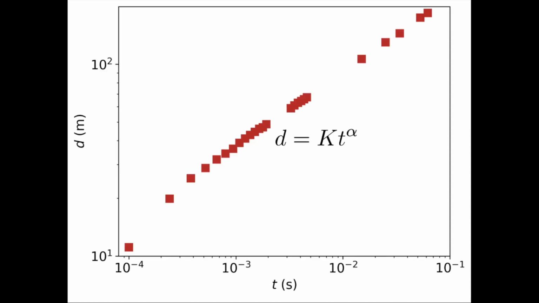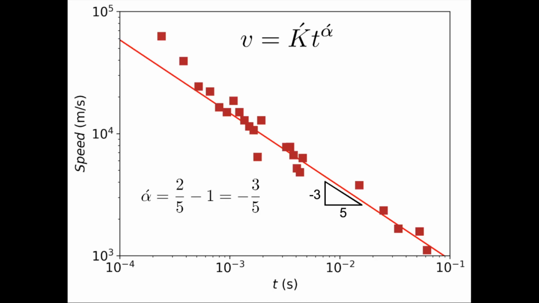Let's come back to d versus t. When the data abide to a power law, d is equal to k times t to the power alpha, we can compute the derivative of d of t, which gives a speed v equals k times alpha times t to the power alpha minus 1. So k times alpha is what we called k prime, and alpha minus 1 is alpha prime. So looking back at the speed versus time, we can understand the negative slope of the line as being 2/5 minus 1, that is minus 3/5. And the new prefactor is just k times 2/5.